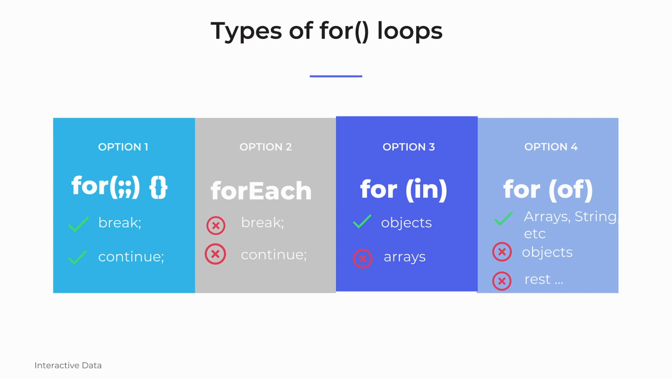There are four types of for loops in JavaScript. The first type is a classic for loop. In this type, you define a variable, then you increment that variable. In this type of loop, you can use break and continue statements within the loop.